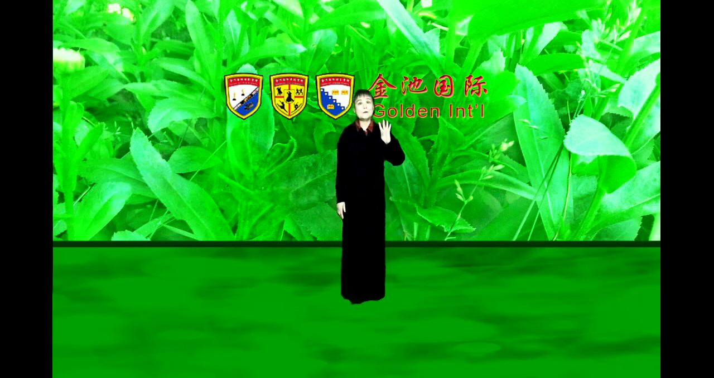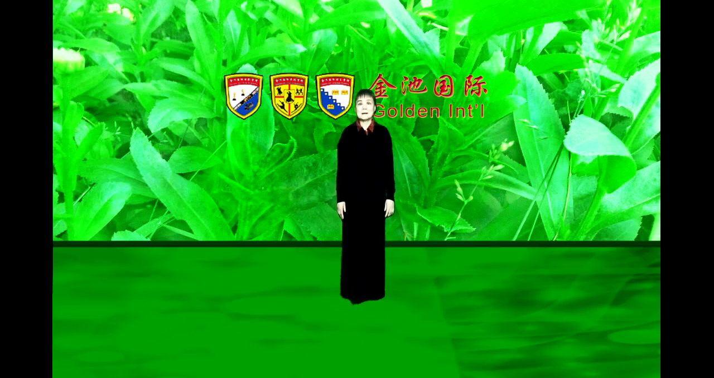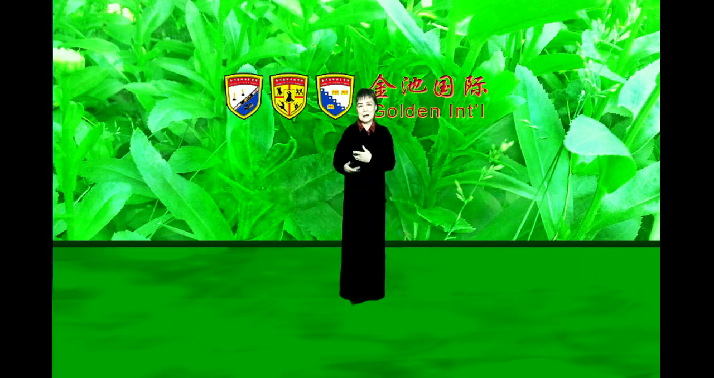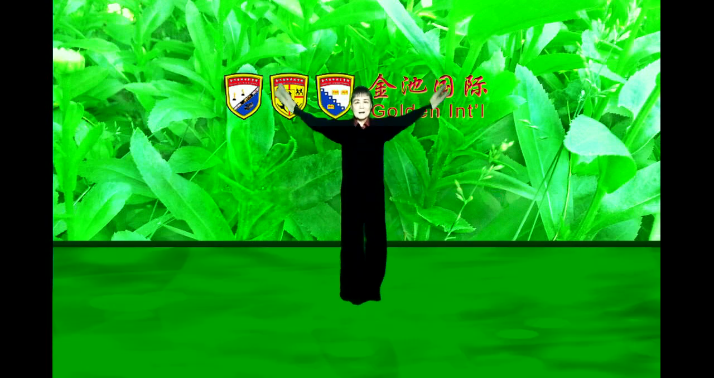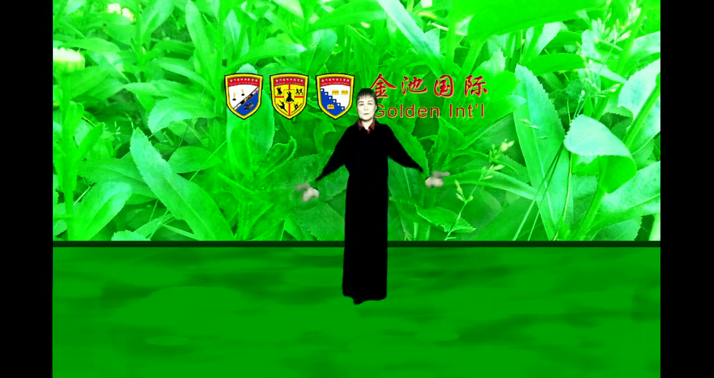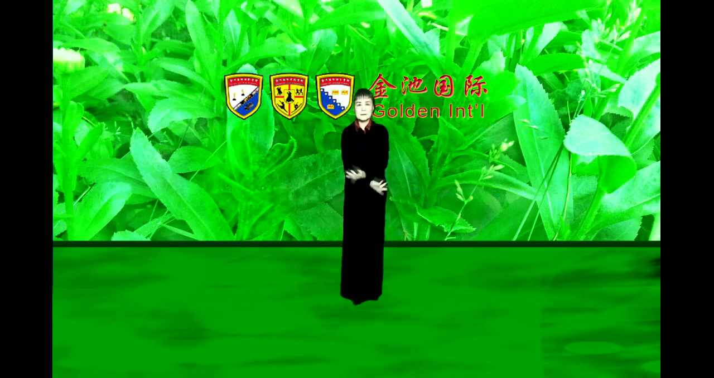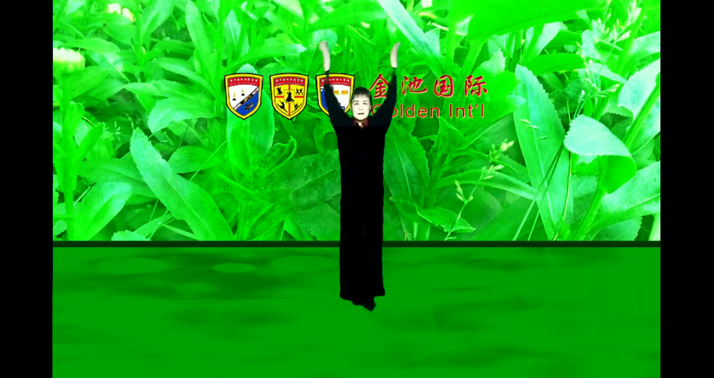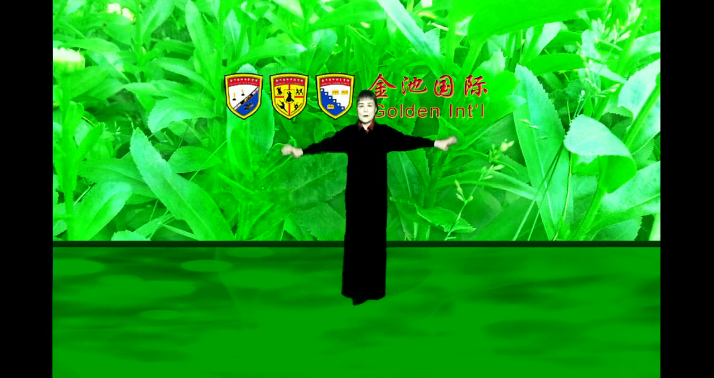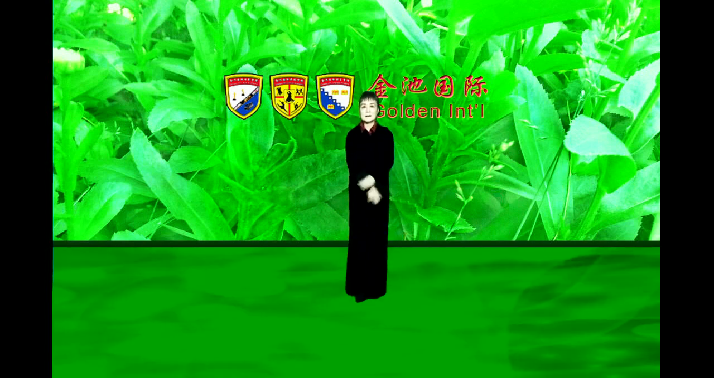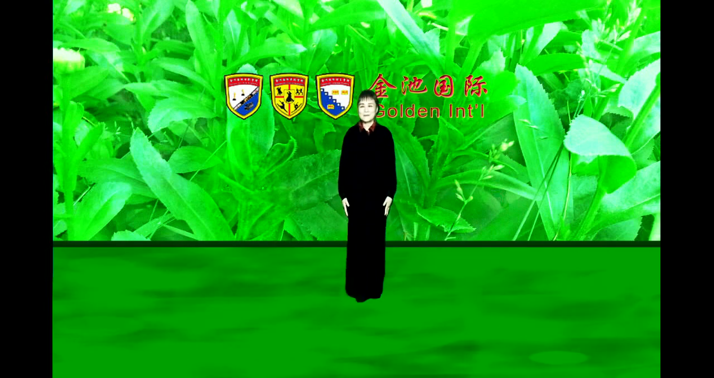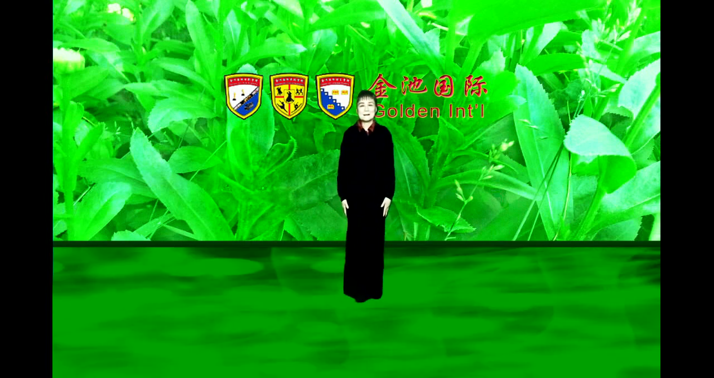Okay, now we do 4 times to connect hand action and leg action. 1, 2, 3, 4, 5, 6. Very good.